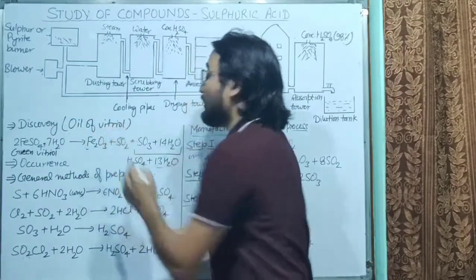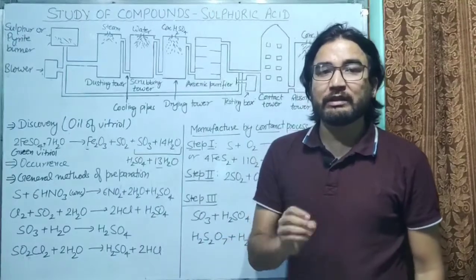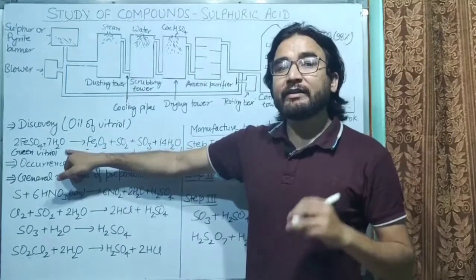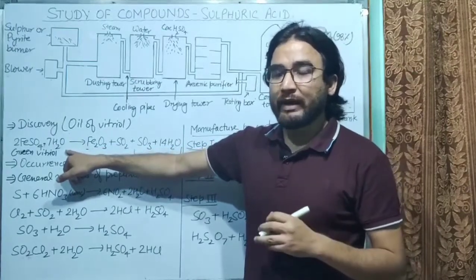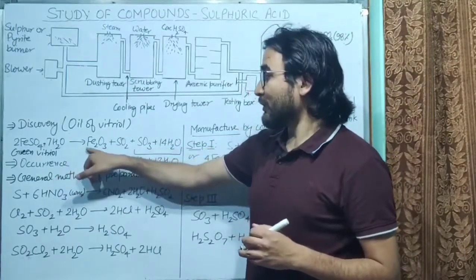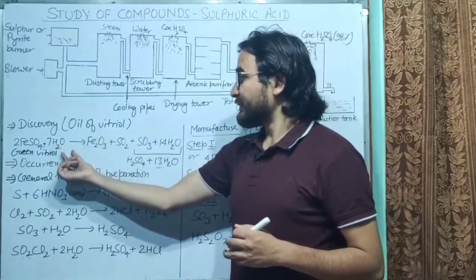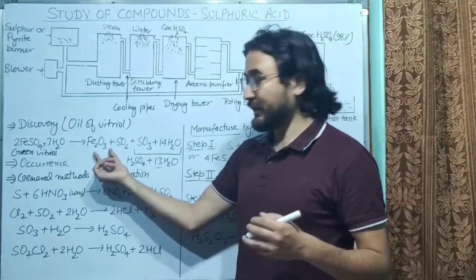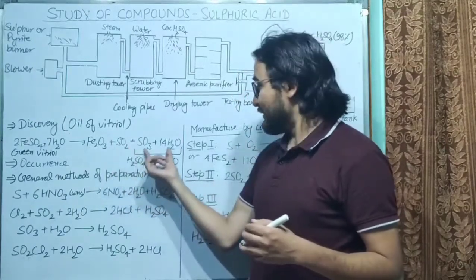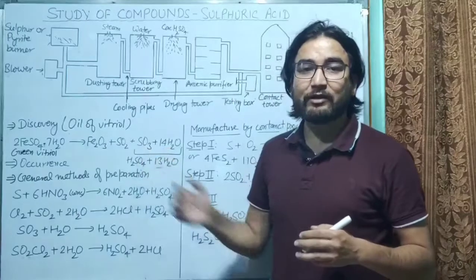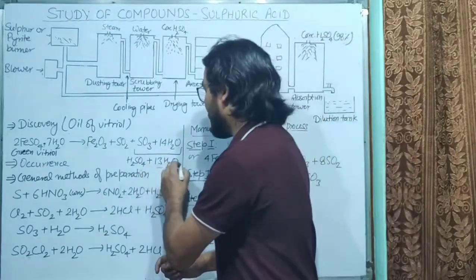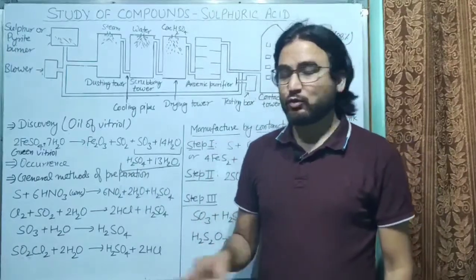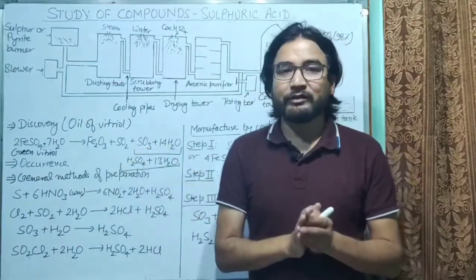And why was it called oil of vitriol? Because initially it was obtained from green vitriol. You know that hydrated ferrous sulfate was known as green vitriol, and because it was obtained from green vitriol, you can see the reaction. Green vitriol or hydrated ferrous sulfate will give you ferric oxide along with sulfur dioxide and sulfur trioxide plus water. Sulfur trioxide with water will form sulfuric acid. So you can write it as H2SO4 plus 13H2O or SO3 plus 14H2O.